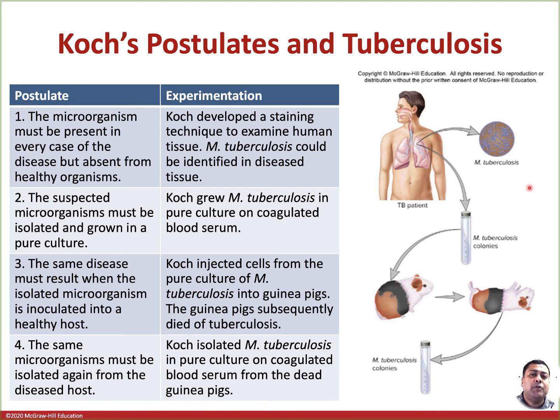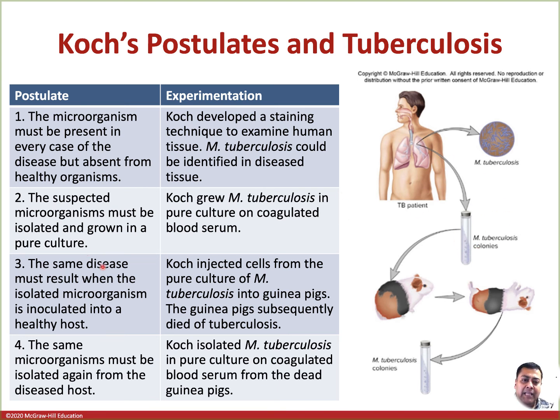So, for an example, what we are trying to do: Koch developed a staining technique to examine the human tissue, and Mycobacterium tuberculosis could be identified in the diseased tissue. So you actually take the tuberculosis from there and you can just stain them. Then in the second postulate, the suspected microorganism must be isolated and grown in a pure culture. So Koch actually grew the Mycobacterium tuberculosis in pure culture in coagulated blood serum as well. So he actually found them in there.